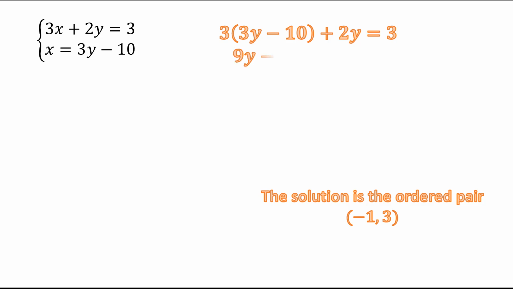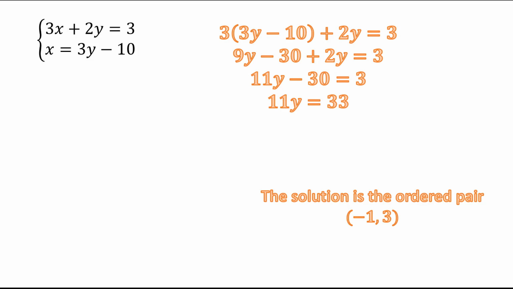Now I distribute the 3, 9y minus 30, plus 2y equals 3. Now I can combine like terms. 9y plus 2y is 11y, minus 30 equals 3. Now I'm going to add 30 to both sides of the equation. 11y equals 33. Now I'm going to divide by 11, so y will equal 3. Now I know what y is. I can plug that into the second equation to figure out what x is.